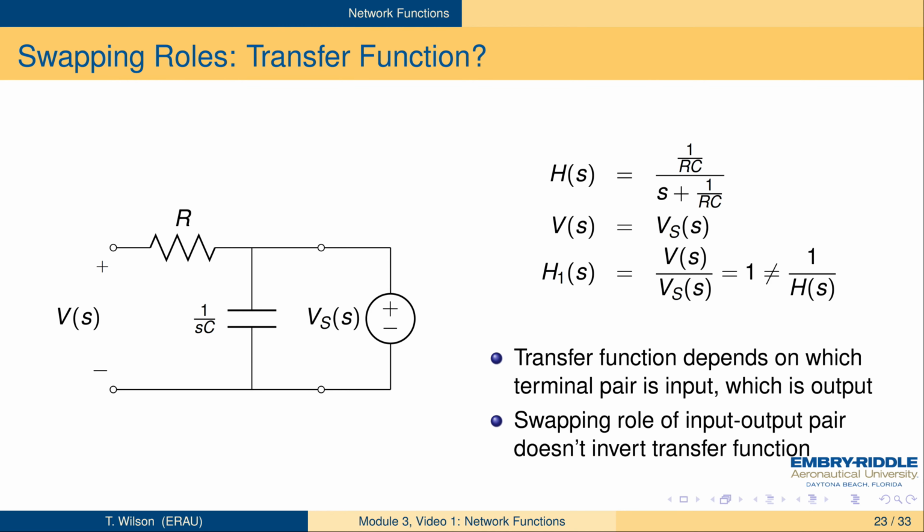And it doesn't work the way it does with the driving point impedances and admittances. They're not arithmetic inverses of each other. And you can't just expect the input and the output roles to be swapped.